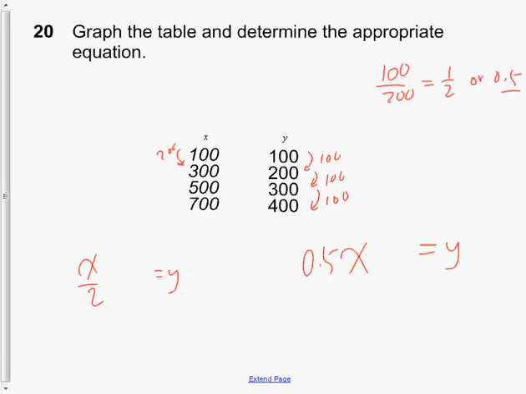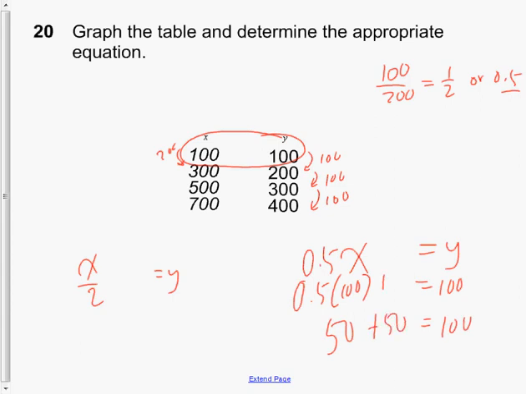Substitute your first ordered pair, which is 100 and 100. 0.5 times 100 equals 100. Well, 1/2 of 100 is 50. And since 50 doesn't equal 100, I would have to add 50 here to get my constant. And my final answer is this, or if you wanted to, this.